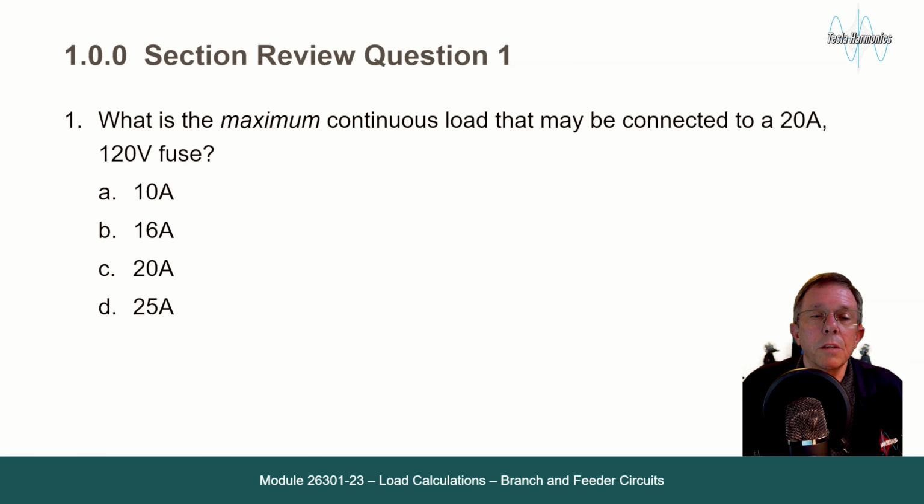What is the maximum continuous load that may be connected to a 20 amp, 120 volt fuse? Is it 10 amps, 16 amps, 20 amps, or 25 amps? That's going to be 16 amps.